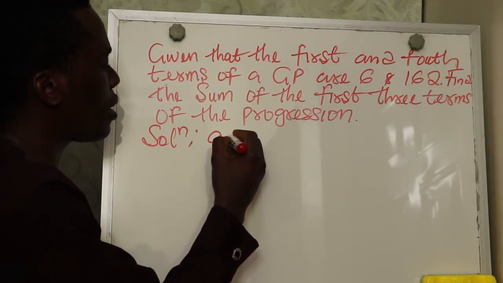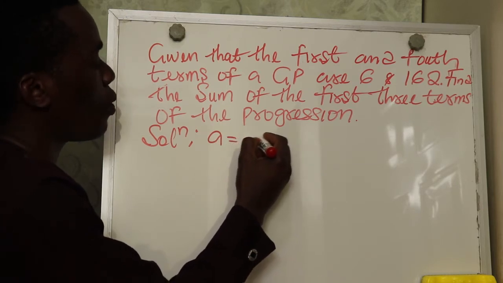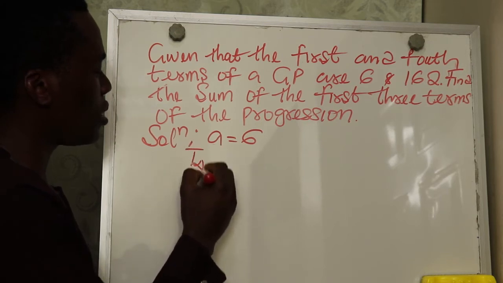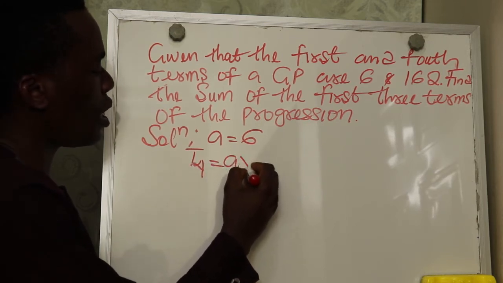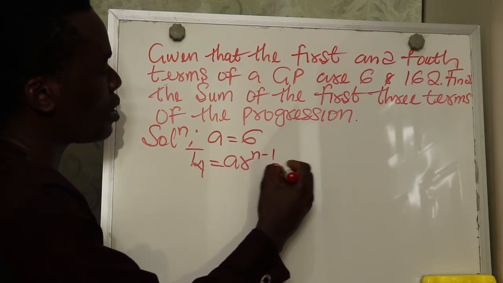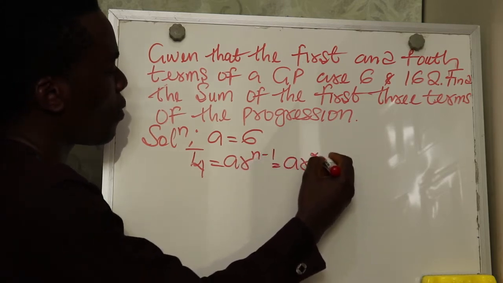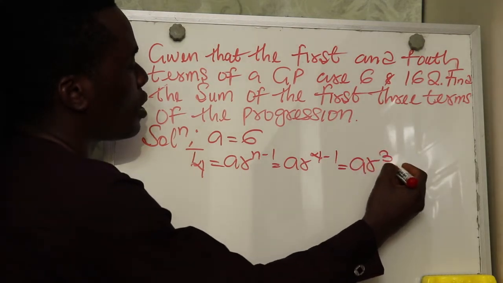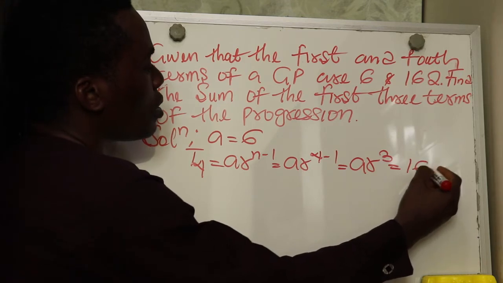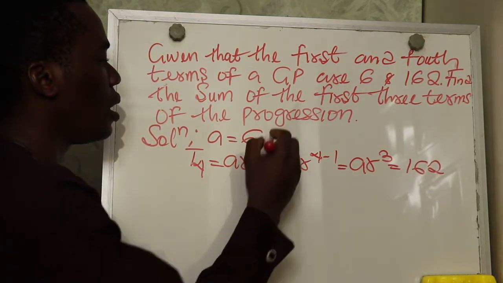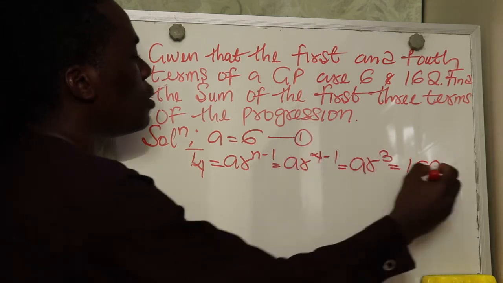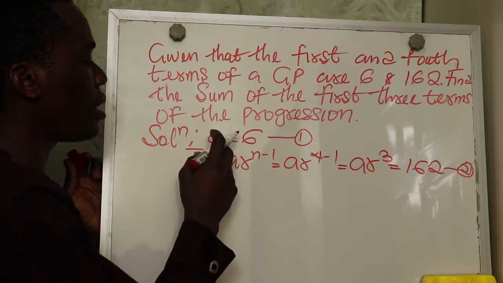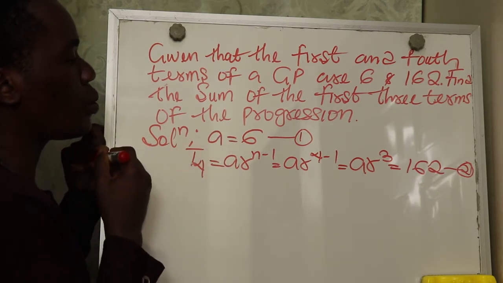Now, we are given that the first term is equal to 6. Now, we are talking about the fourth term, which is T4, will be equal to ar^(n-1), which is equal to ar^(4-1), which is equal to ar^3. They say it is equal to 162. Now, if we take this as our equation 1, and this as our equation 2, we can find out that we already have our a to be equal to 6.